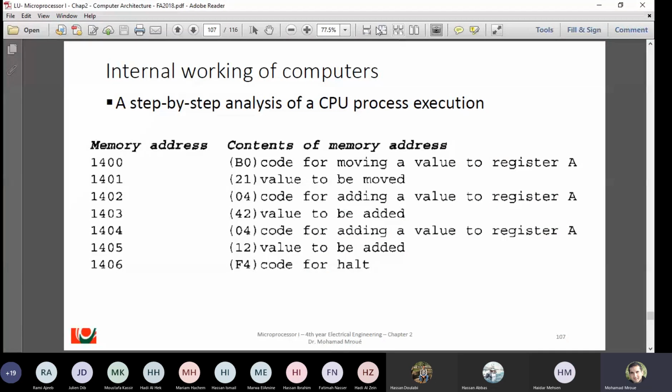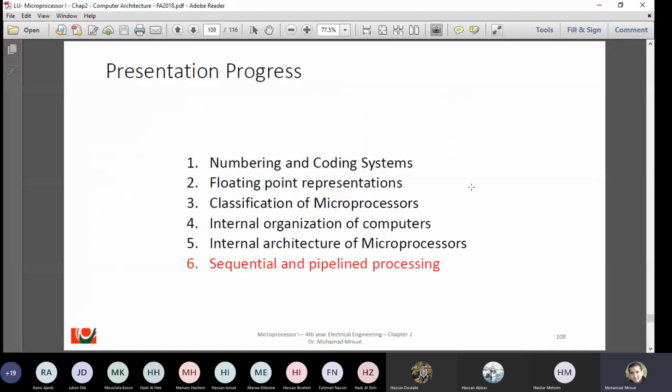Let's continue with the part about sequential and pipelining processing. To increase the throughput of the processor, designers have added the pipelining feature to the machine.